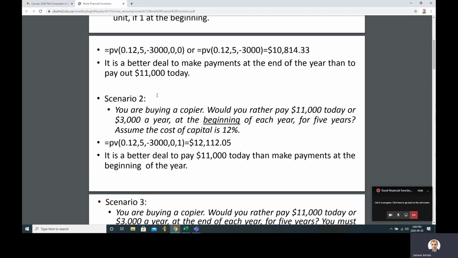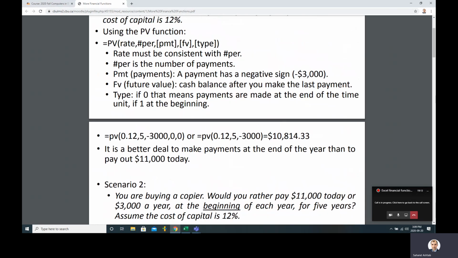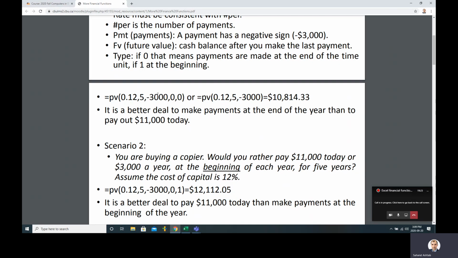As you see, everything stayed the same. The only thing that was different was making payments at the beginning of each year or at the end of each year. And as you see, it actually makes a difference in our final decision.